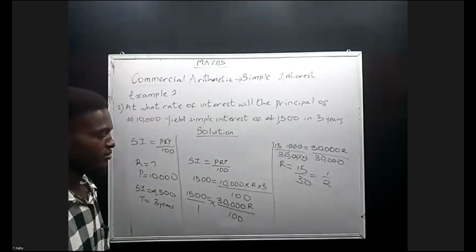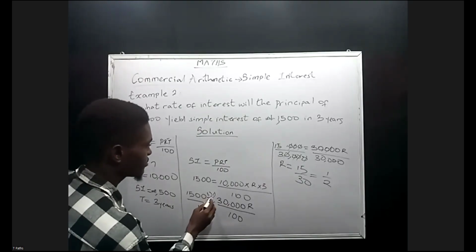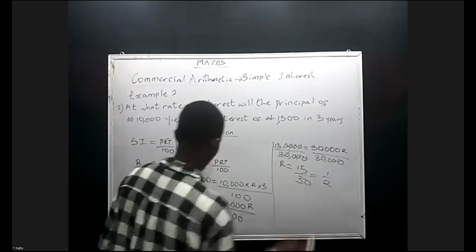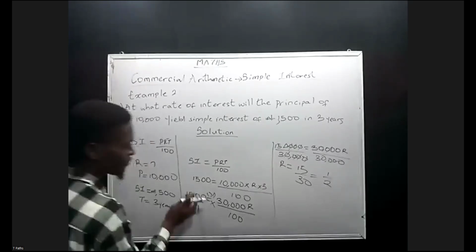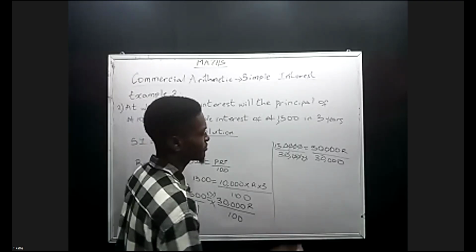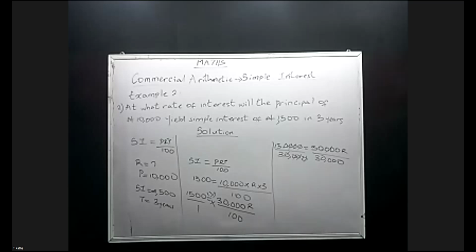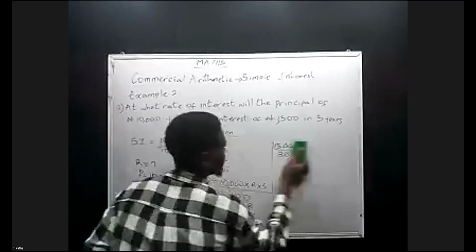Are you with me? Sir, I thought it's 10 over 3. Yeah, I'm sorry, this is supposed to be 150,000. 15 times 100 is 150,000, right? I think it's 150 over 3. 15/3, then the answer should be 5.